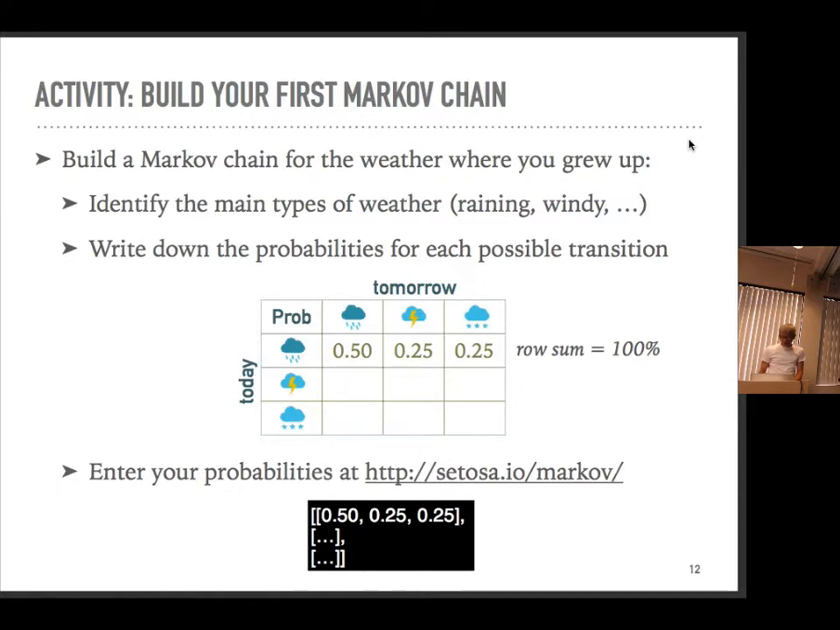Okay, so I want you to build your own Markov chain. You've already done Markov chain Monte Carlo, a lot of you, but let's actually build a Markov chain. So what I want you to do, again in pairs, is build a Markov chain for the weather where you grew up. There are two steps to this. First, identify the main types of weather, whatever, rainy, windy, and then write down the probabilities for each possible transition. So do this in pairs.